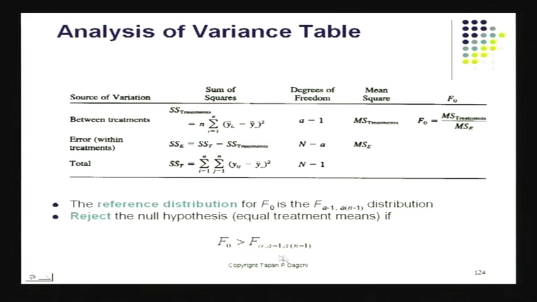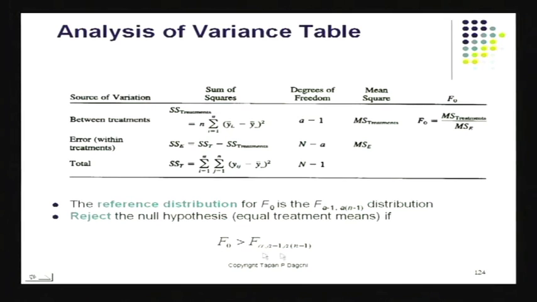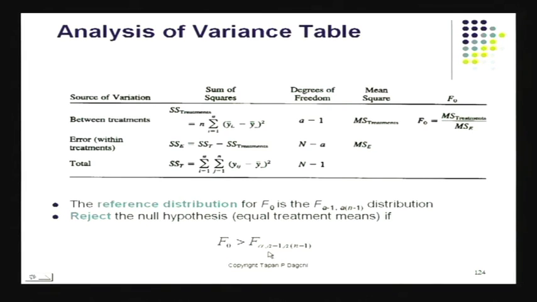This right hand side is coming from a table. And this table actually allows for a certain amount of type 1 error in the test of hypothesis. I use my calculated ratio. I compare that to what we call the critical value at the chosen level of significance, which is at the chosen level of type 1 error, which is alpha, for the appropriate degrees of freedom, which is a minus 1 and a times n minus 1.